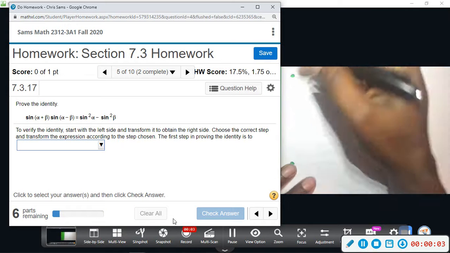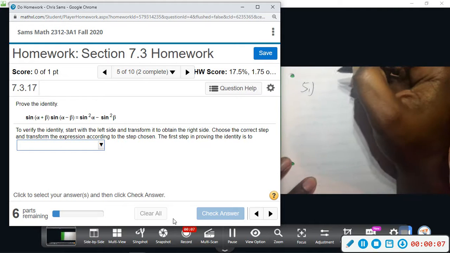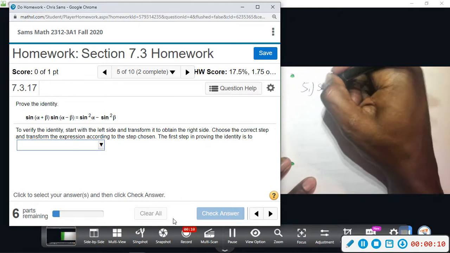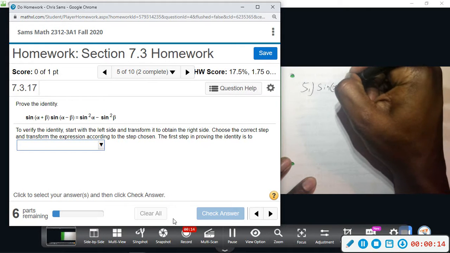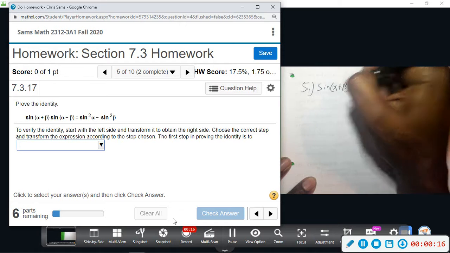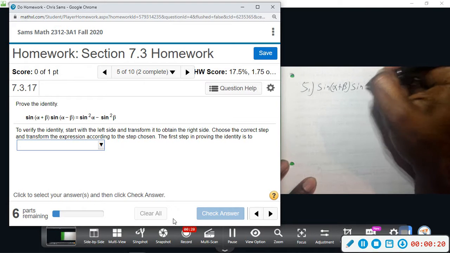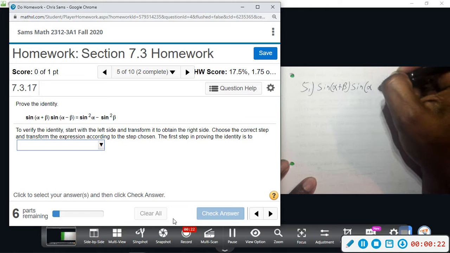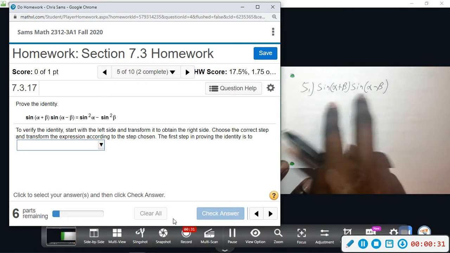Number 5, we have sine of alpha plus beta times sine of alpha minus beta. We want to prove that that equals sine squared alpha minus sine squared beta. So I'm just going to focus on this side.